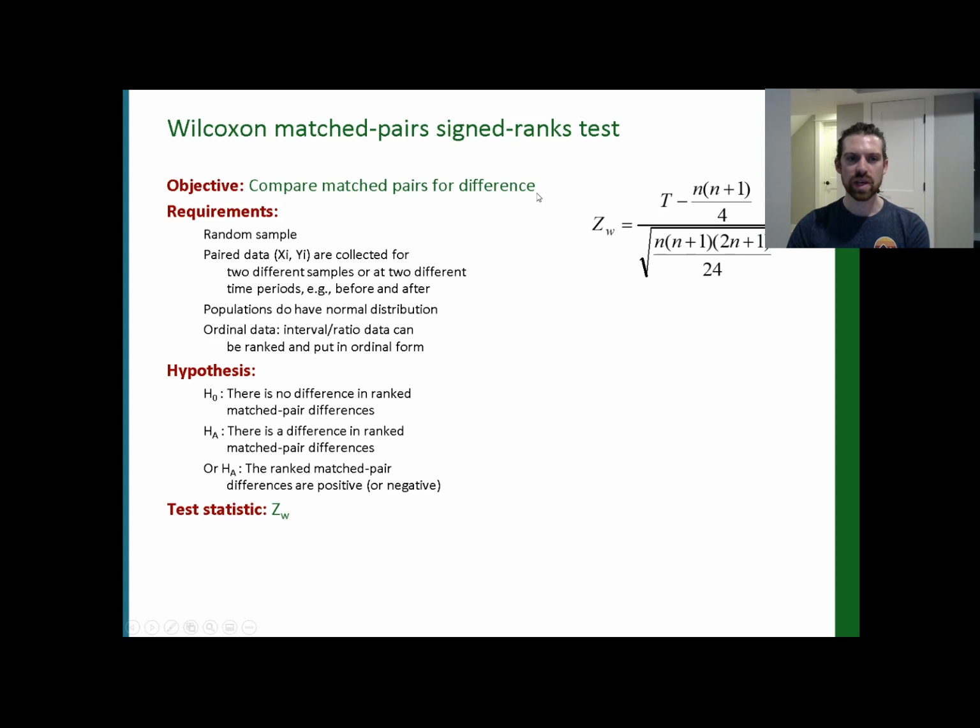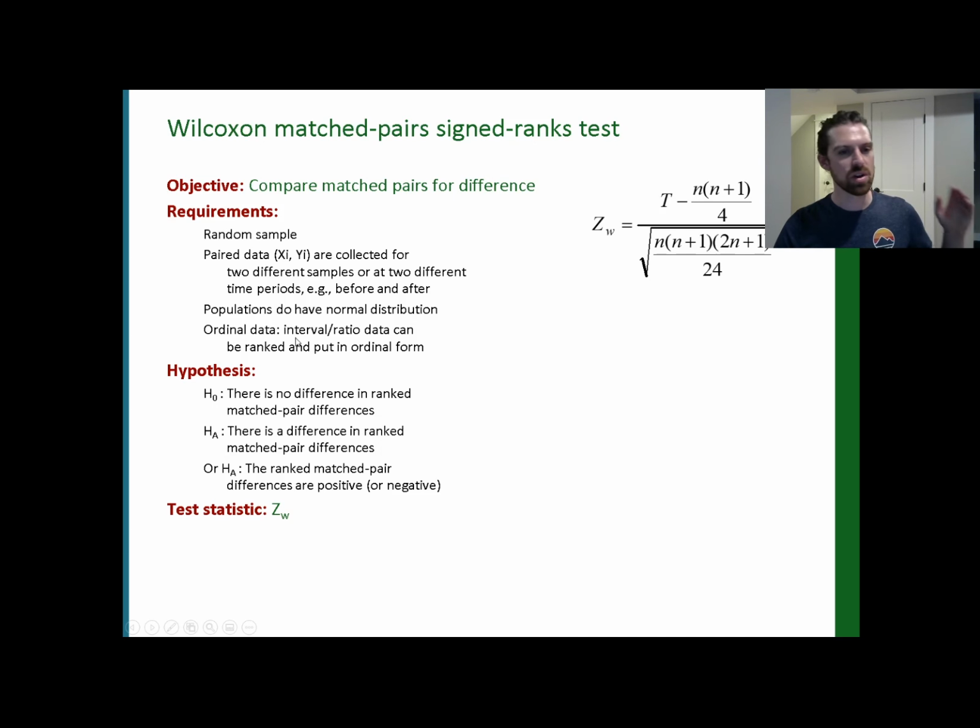So what are we doing here? Well, basically we need a sample that's randomly collected. We need paired data again for before and after those time periods. We assume the populations do not have a normal distribution. You can demonstrate that for yourself. Maybe you've tested for the normality of the data and it's not been normally distributed. And then we've also got ordinal data, okay?